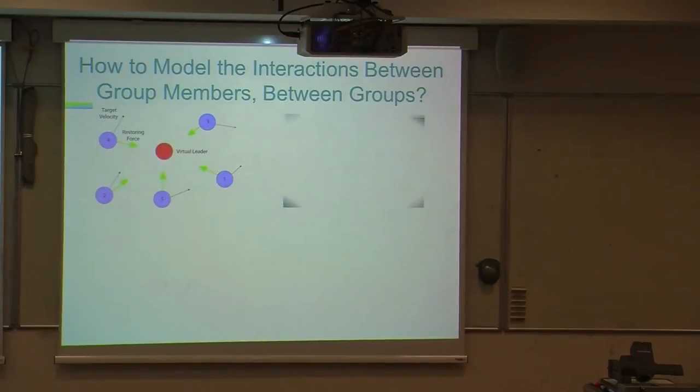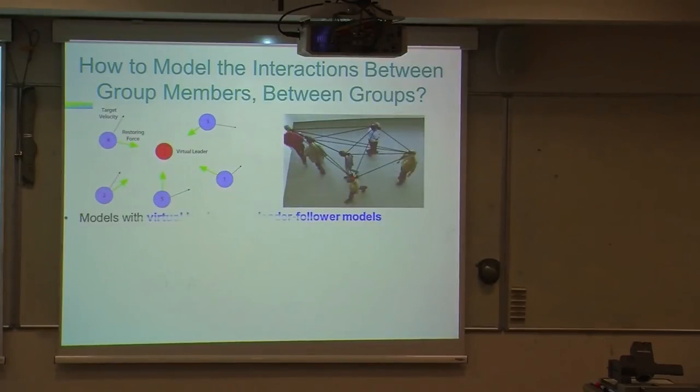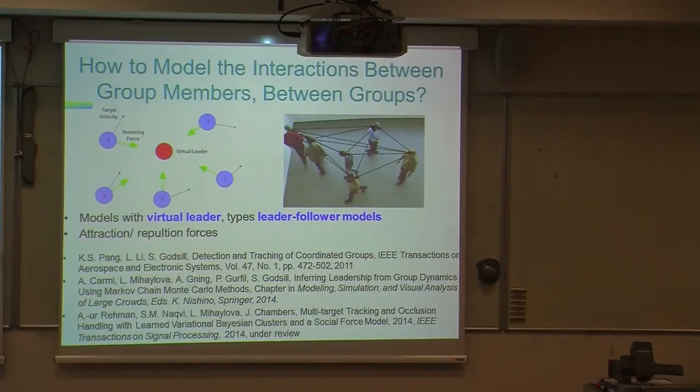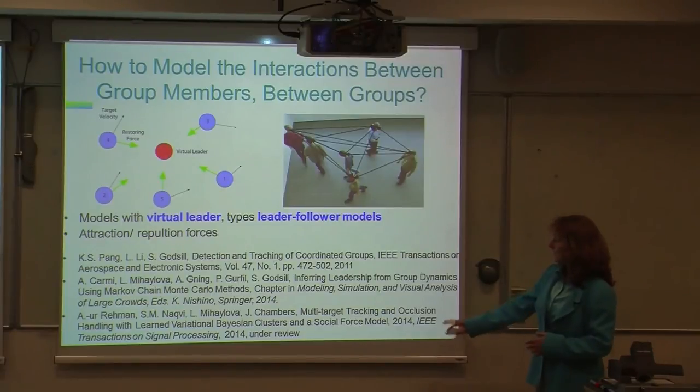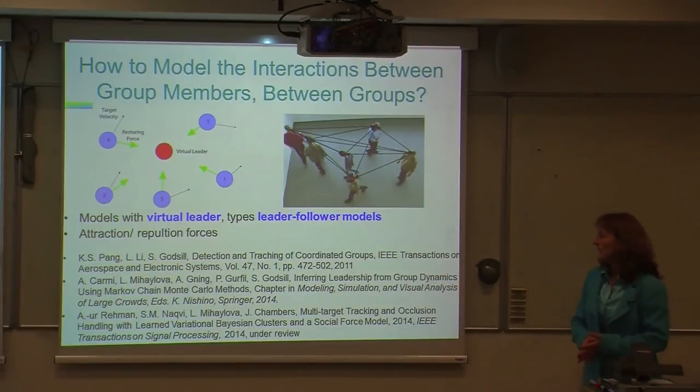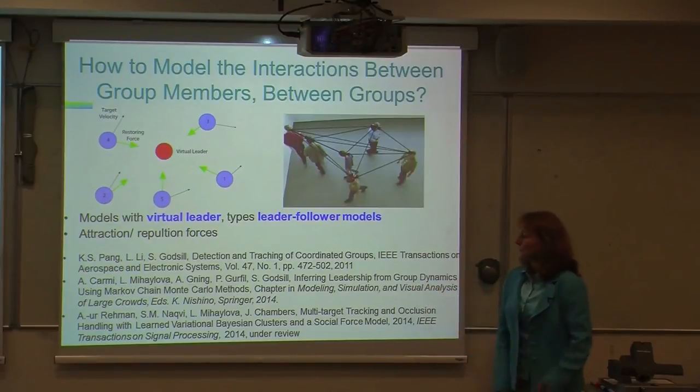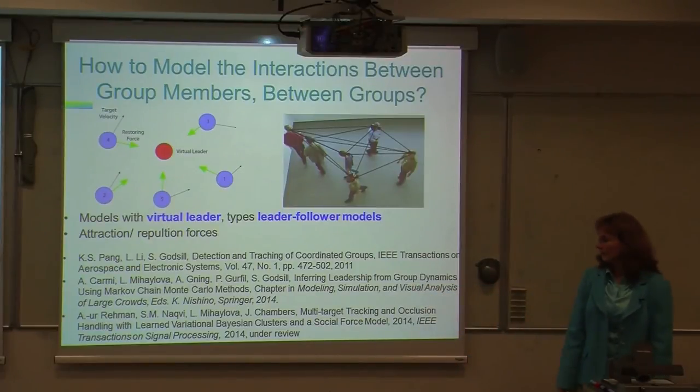So that's just to illustrate what we need to be able to model, especially for small groups. And if we use attraction and repulsion forces, there are results, and also we can make inference not only about the leadership, but also about the behavior. This work in particular is based on the leader-follower kind of model, and there are sequential Monte Carlo methods that are developed for tracking.